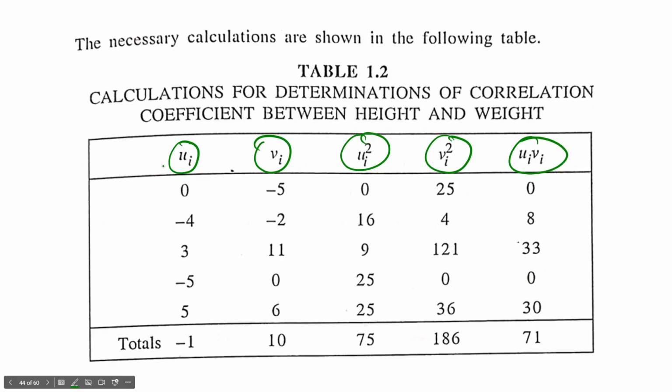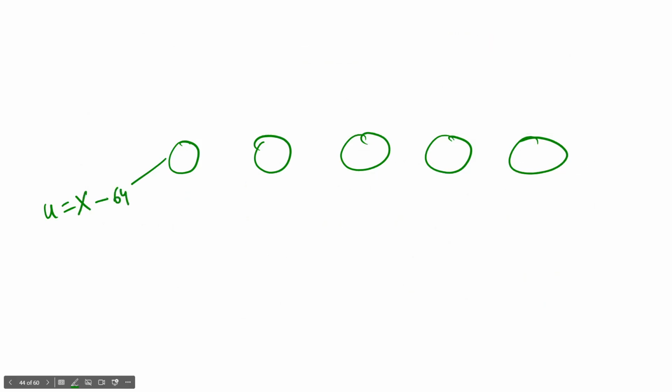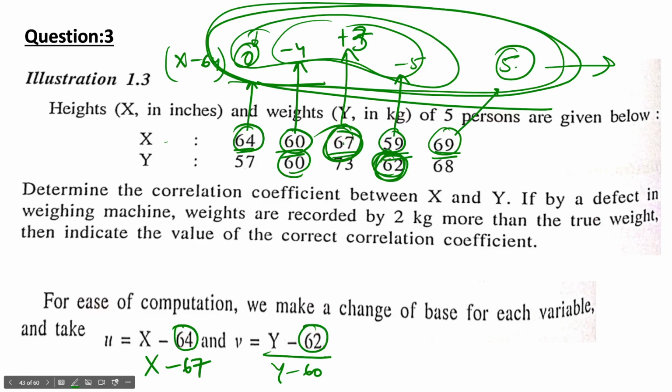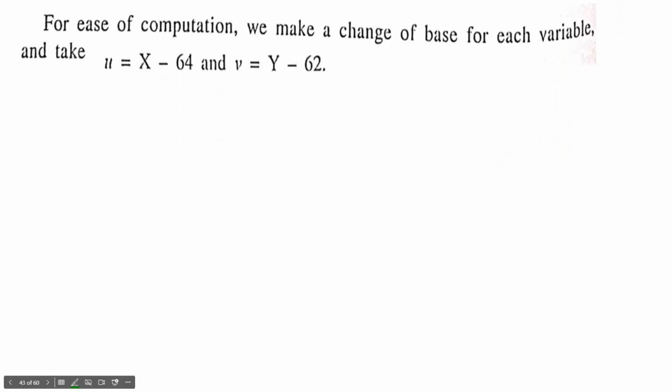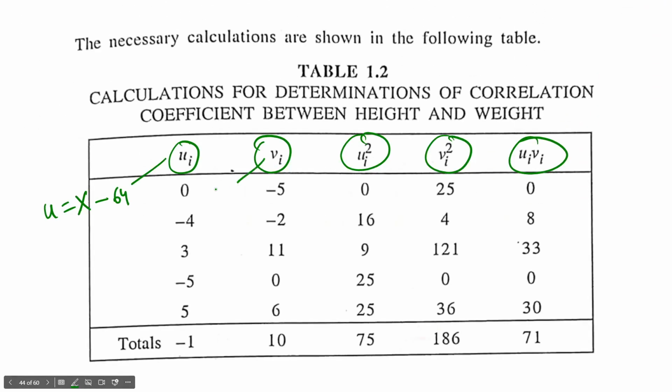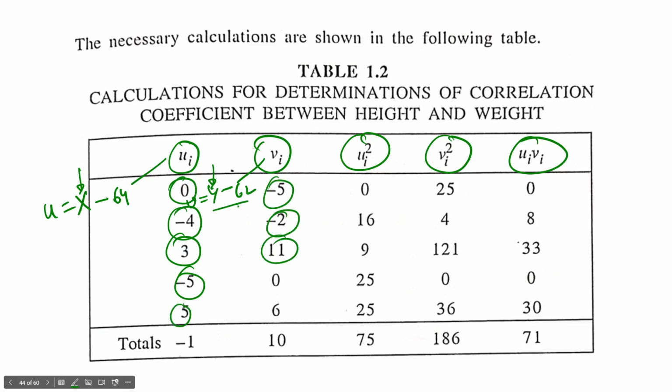Similarly v, because here u equal to what we have chosen, x minus 64. Okay, x minus 64, this one is the value. Now for y minus 62, for this question I have chosen this. So y minus 62 is the value for v. So if we put the values of x one after another, you will get the values of u and v correspondingly.